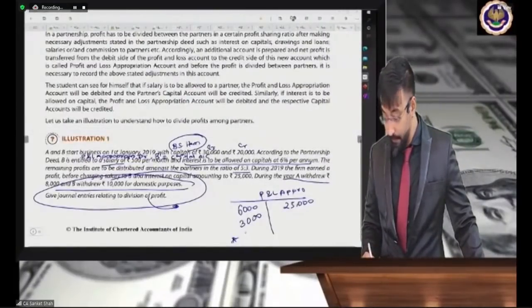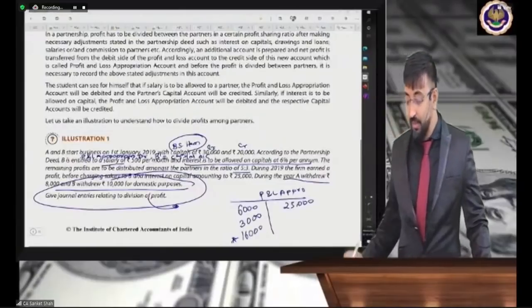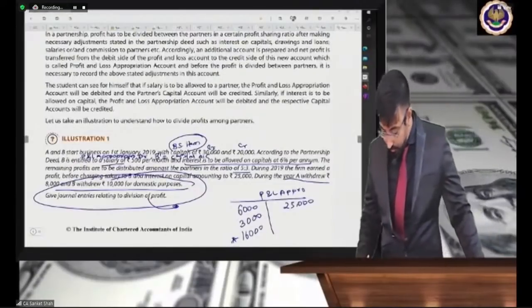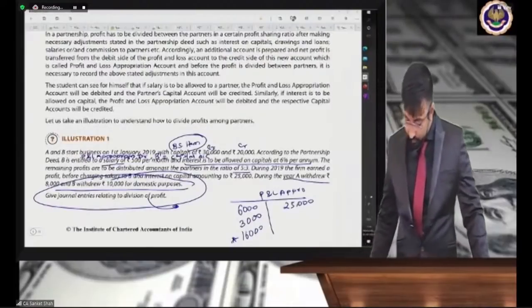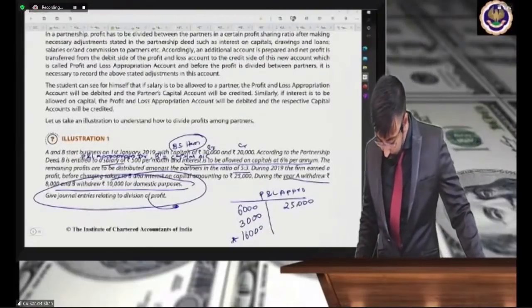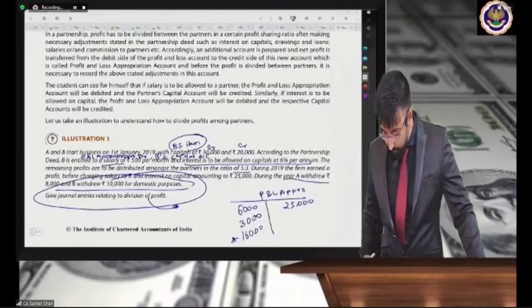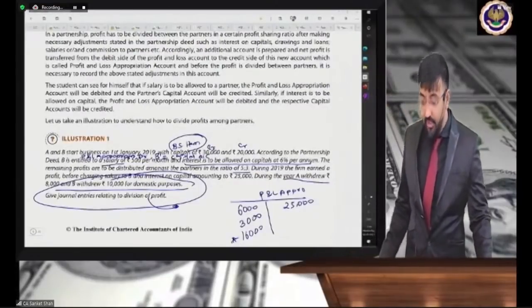Yes, beta. 16,000. And that 16,000 you are going to transfer it to partners capital account. Yes. Yes, very good Naman also. Yes, Goyal ji, Naman Goyal.